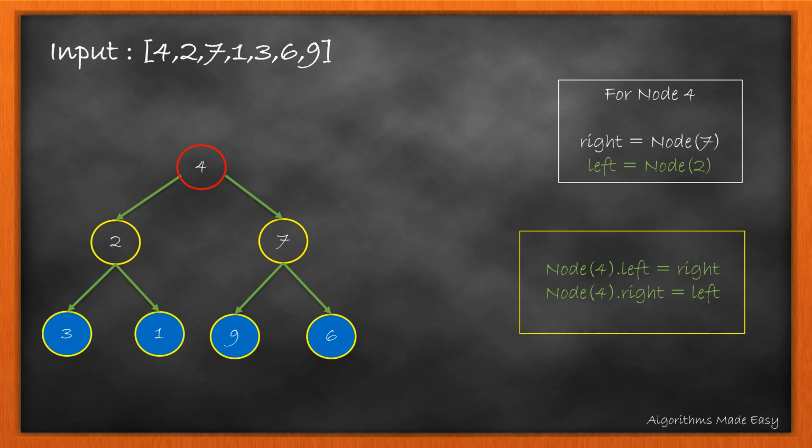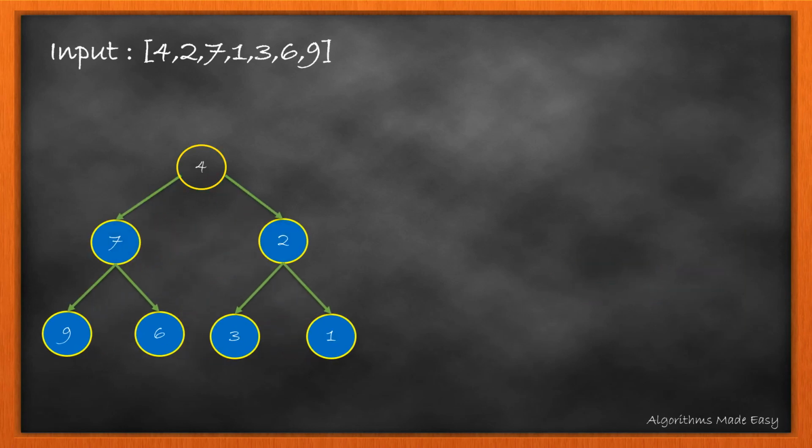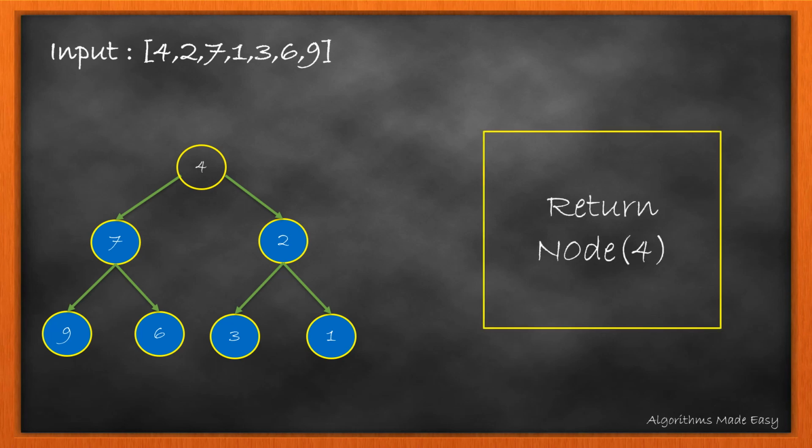Now we have reached the root node and we have the right for the root node as node 7 and the left as node 2. So we just need to swap these two nodes. After swapping, the tree looks like this. Now that we have visited and inverted all the nodes, we will return the root.